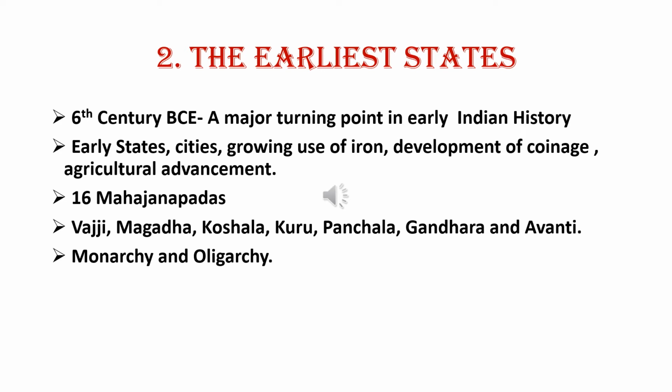From where did the word Mahajanapada arise? The word Mahajanapada comes from the word Janapada, which means the land where a Jana, a people, clan, or tribe, sets its foot or settles. It is a word used in both Prakrit and Sanskrit. There were 16 Mahajanapadas, and among those, the most important ones were Vajji, Magadha, Koshala, Kuru, Panchala, Gandhara, and Avanti.